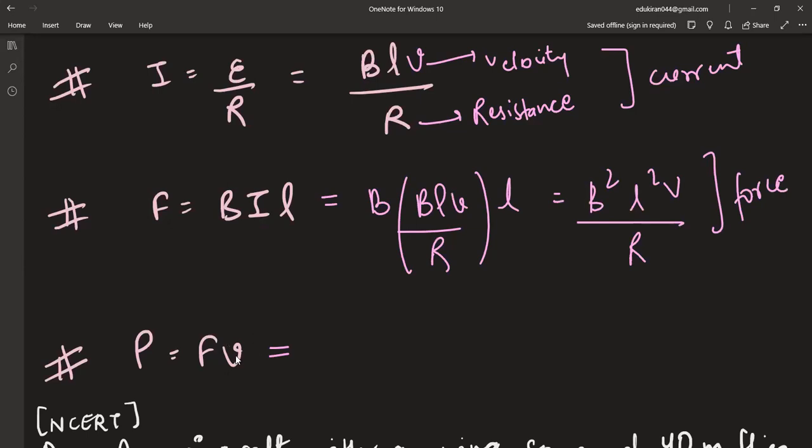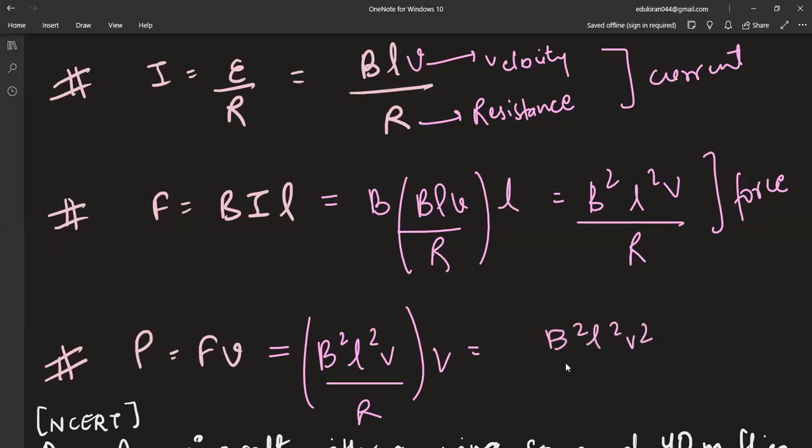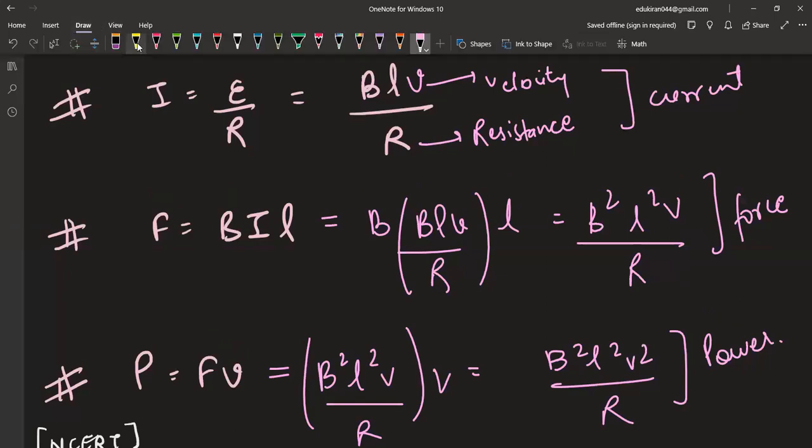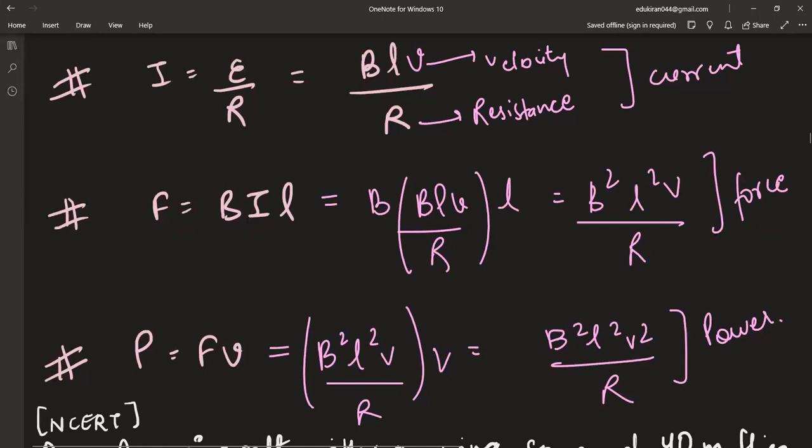Power is equal to force into velocity. What is force? Force is B square L square V by R. And what is next? Multiplied by velocity. So the final formula for power is B square L square V square divided by R. This is the formula for power. All right, write it down. Write down the entire derivation. Questions also we'll be practicing. First write it down. Then we'll see a question.